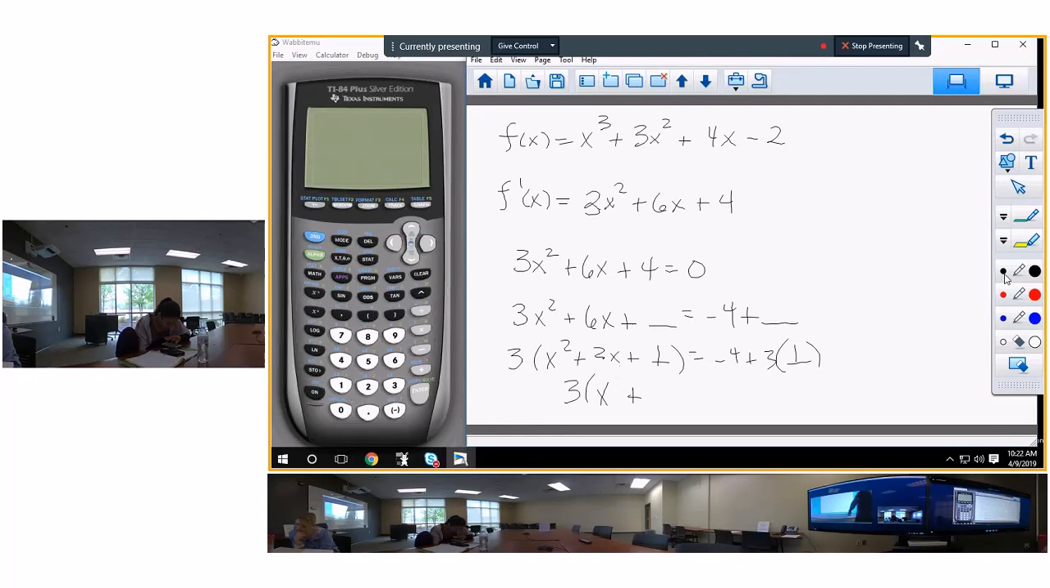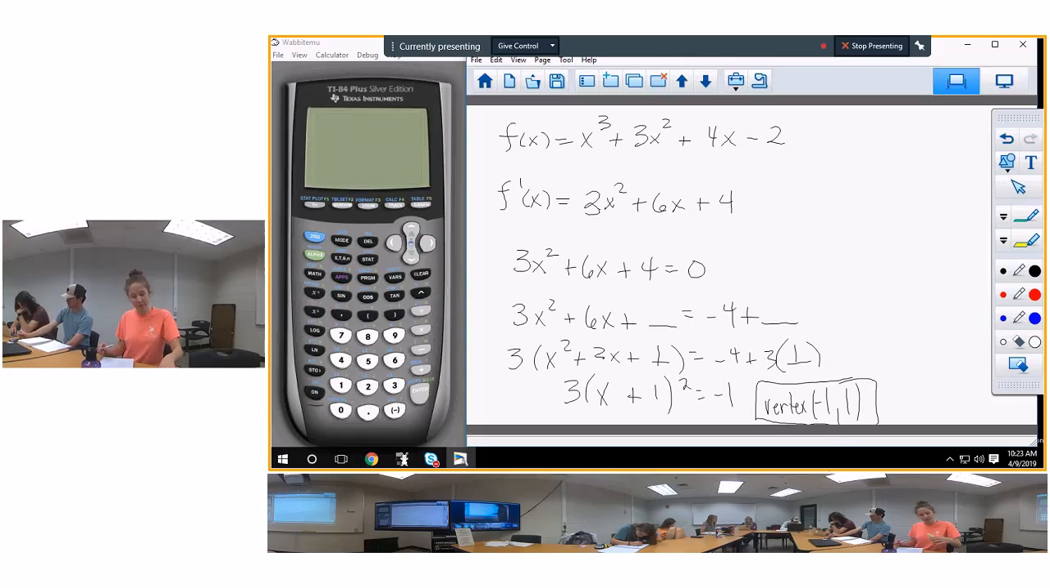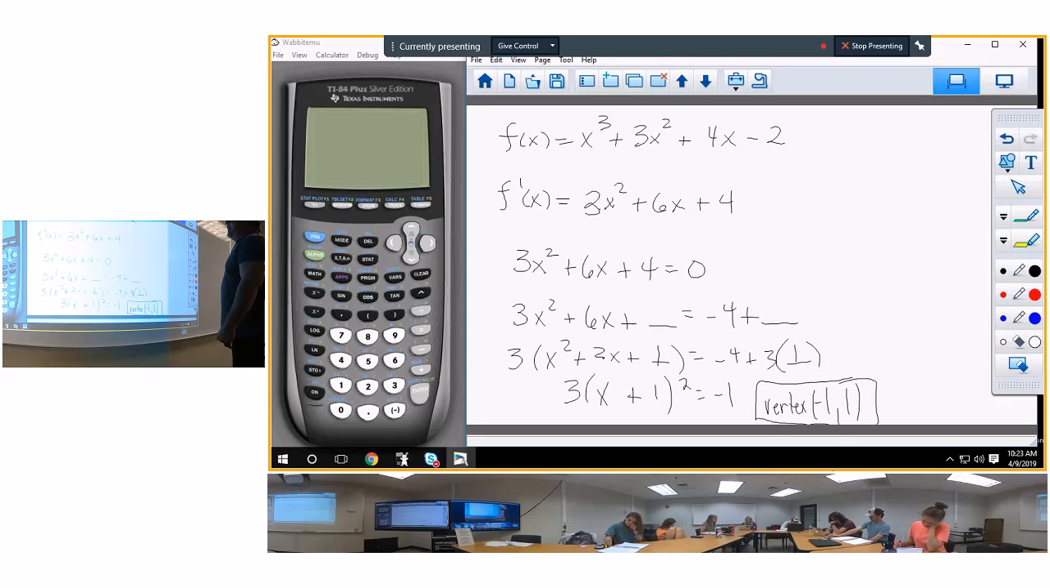Quantity squared is equal to what? Negative 4 plus 3 is negative 1. So our vertex is negative 1 and what? 1. Negative 1 and 1. So write that down. Vertex is negative 1 and positive 1. So you know your x value. So we've got 2 x values, so we need to figure out what's going on. That's the vertex.